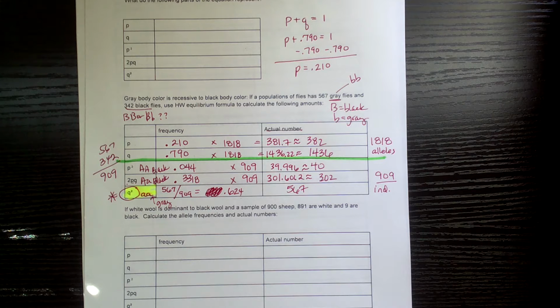So in general, this is how you estimate the allele frequencies, and you estimate the actual number of the different genotypes based on using the Hardy-Weinberg equilibrium equation.